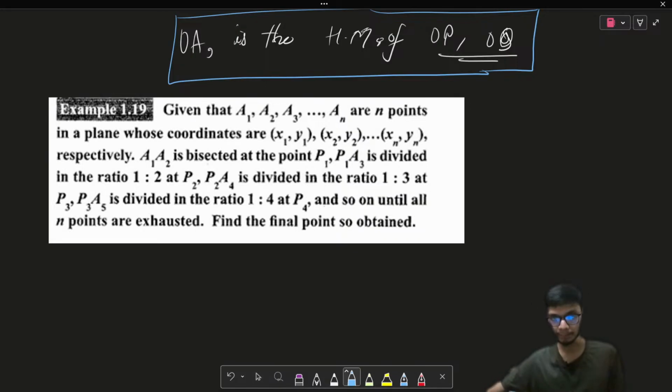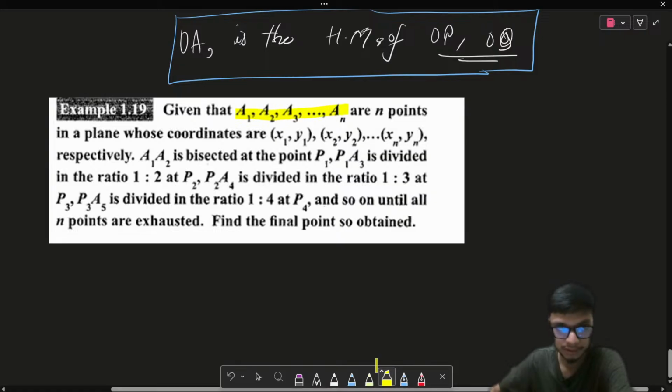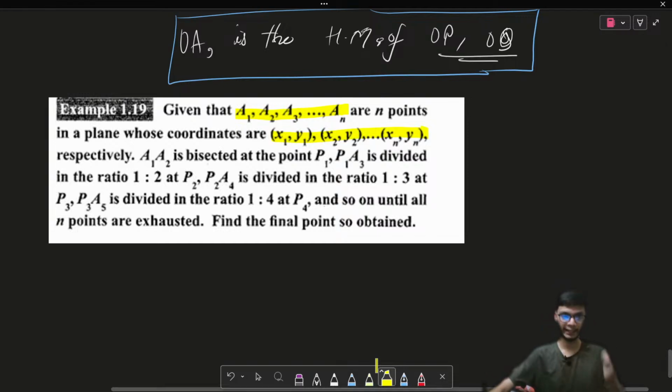I hope you have read the problem. So if you read the problem carefully, what is mentioned is that they have given some n number of points in a plane whose coordinates are also given something like xi comma yi, right?